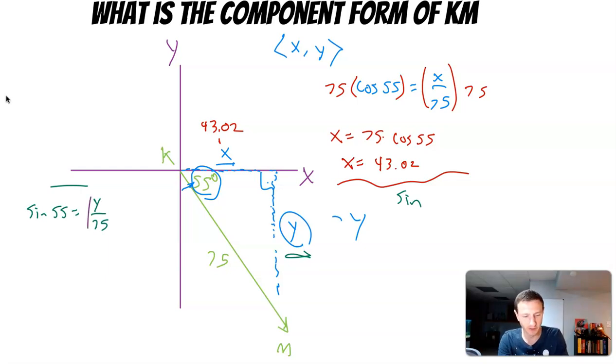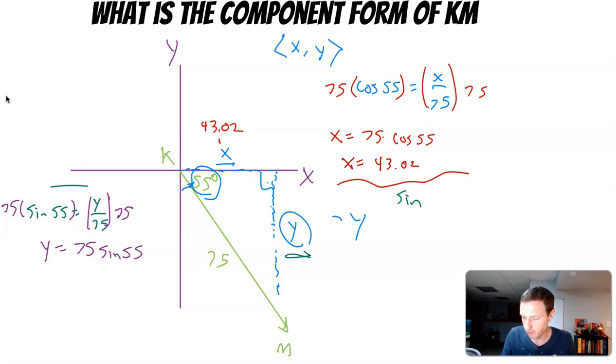And we're going to take the same solving steps. I'm going to multiply both sides by 75. So I get y is equal to 75 times the sine of 55. Let me type that in my calculator now. 75 sine of 55, getting a y value of 61.44.